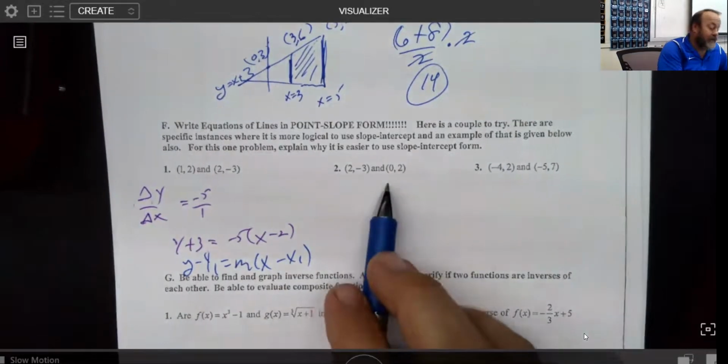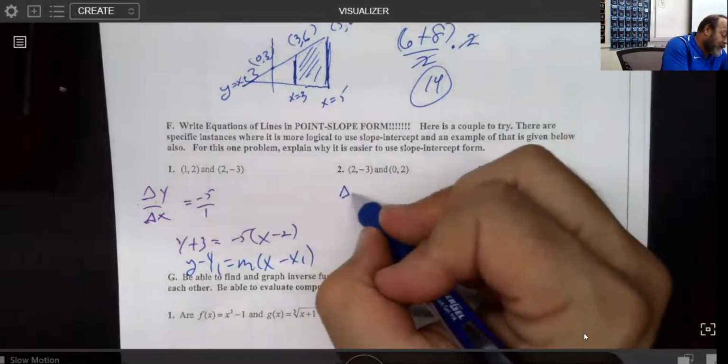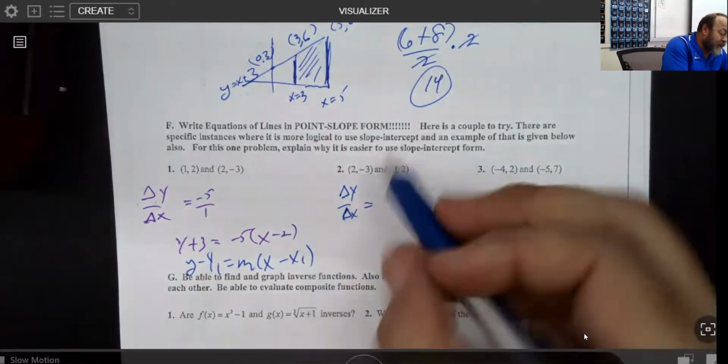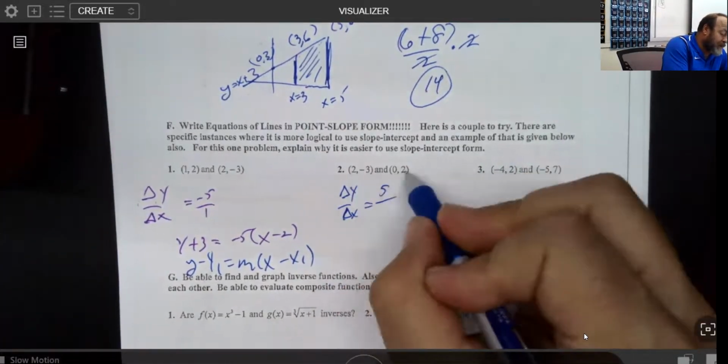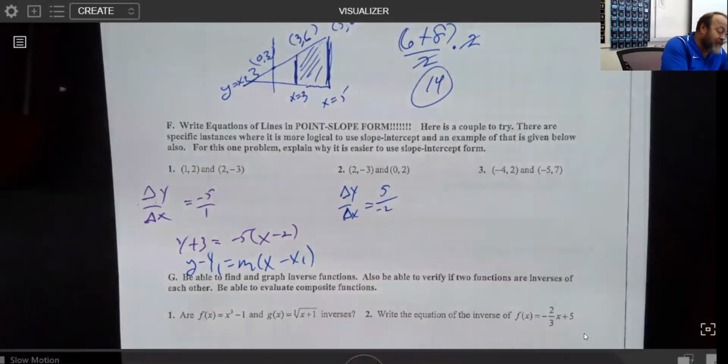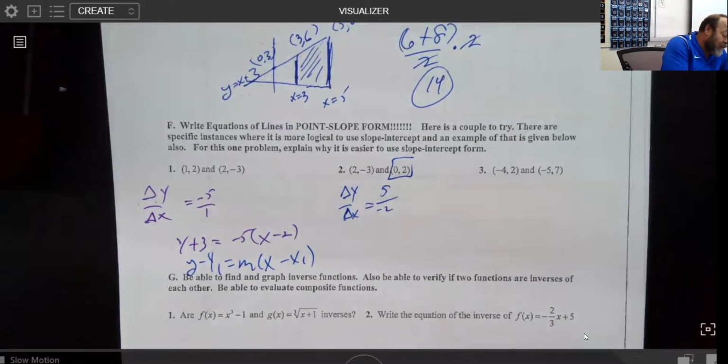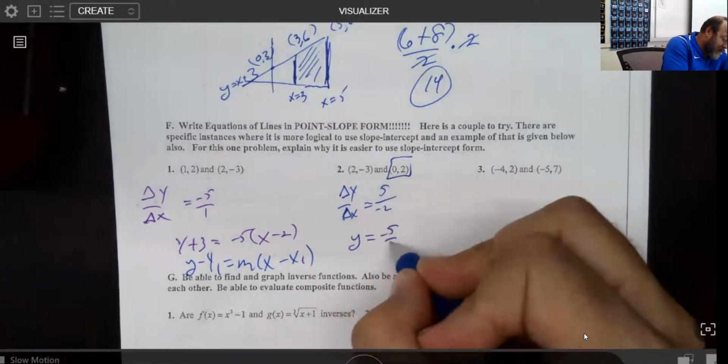Now, this problem is kind of funny because we got our delta y over delta x, but we want to keep our wits about us because from here to here, we've definitely gone up 5, but down here we've dropped 2. So I've got a slope of negative 5/2. But the problem literally handed me that the y-intercept is 2. So I might as well just say negative 5/2 x plus 2.